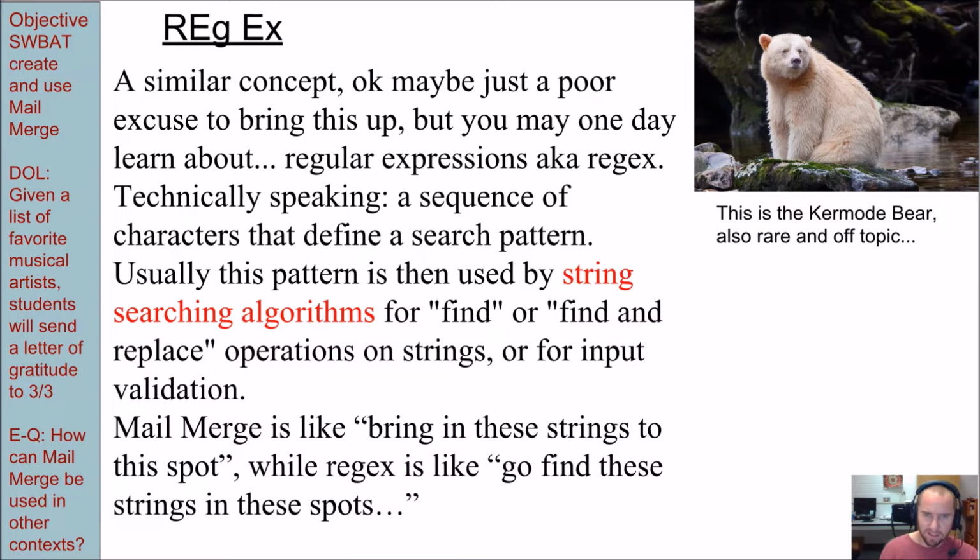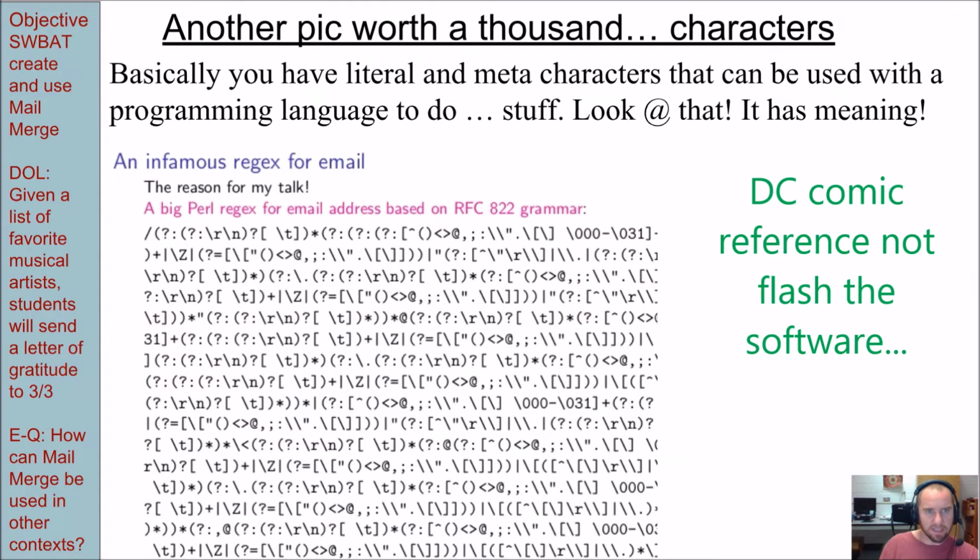That's all it is. So for me, I'm thinking mail merge is like bring in these strings to this spot for the mass production of a similar type of document, while regex is like go find these strings in these spots. So it's almost the reverse. Like the reverse flash of mail merge. Also, regex is equally evil because of how hard it is to read.